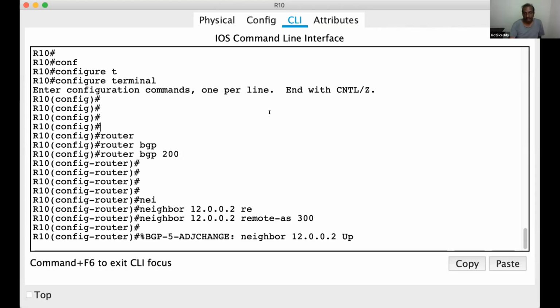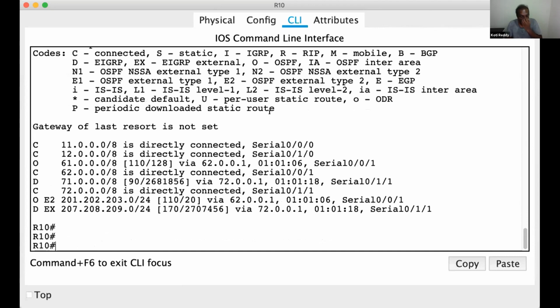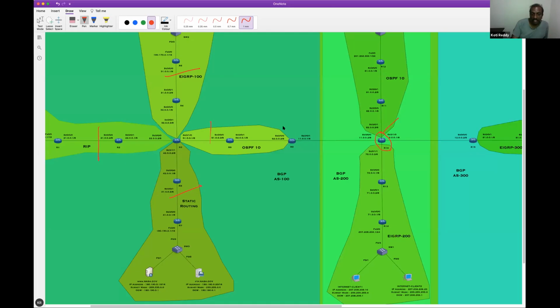I go to R10. There, I give the command show IP route. I do not see 20 series routes, 30 network or 40 network routes, right? Because they're only till here right now. As of now, these routes have only come till the border router of ISP1, which is R9. So all these routes have come till there.